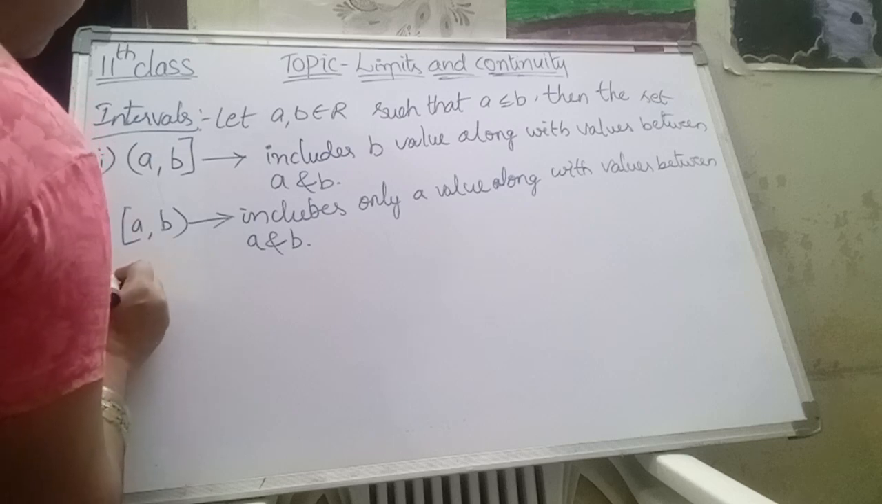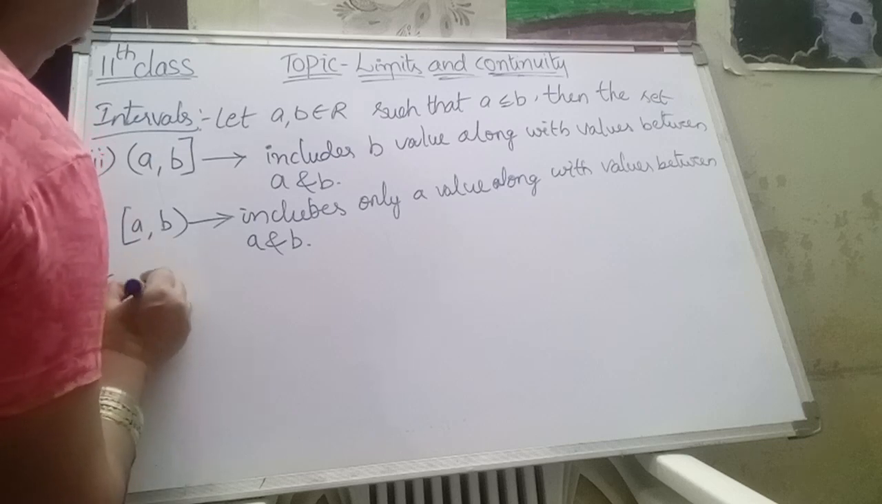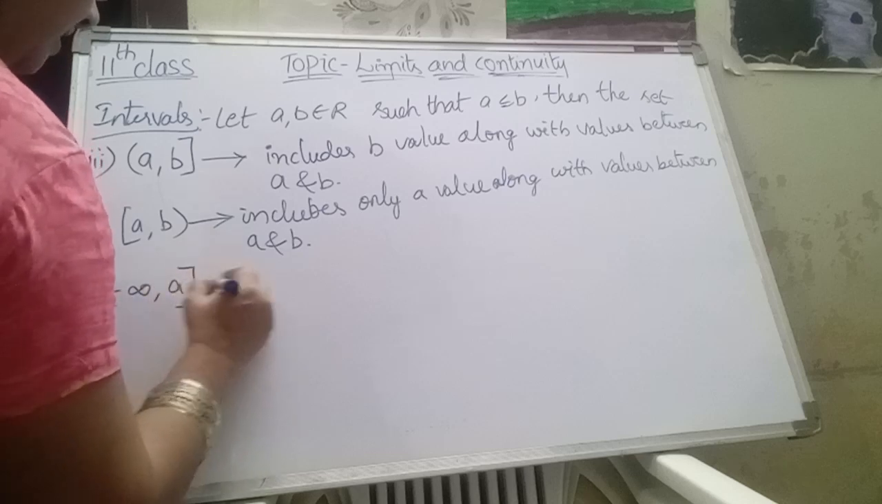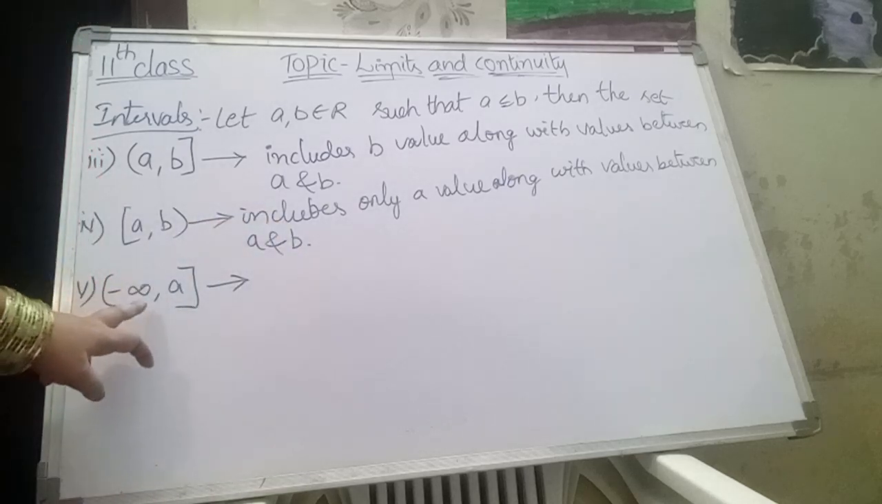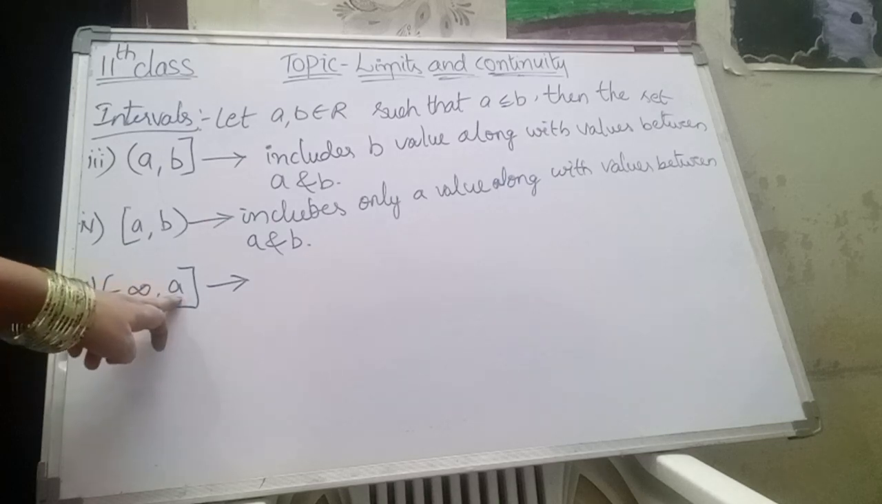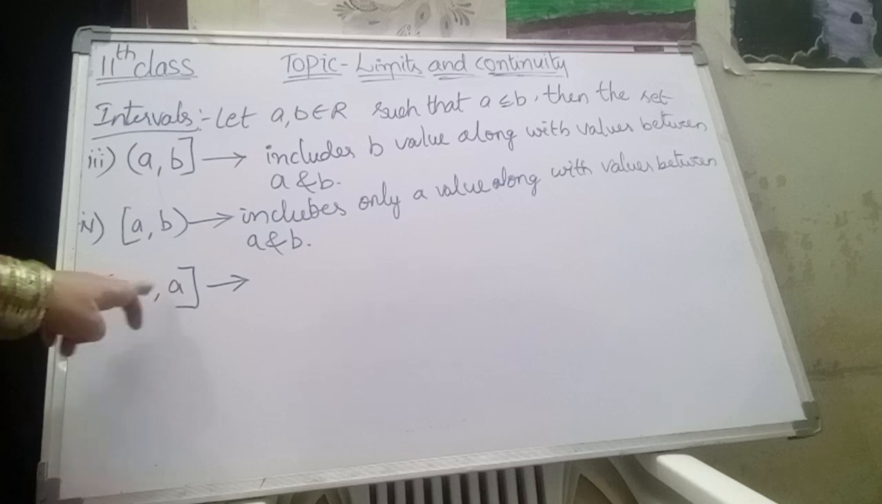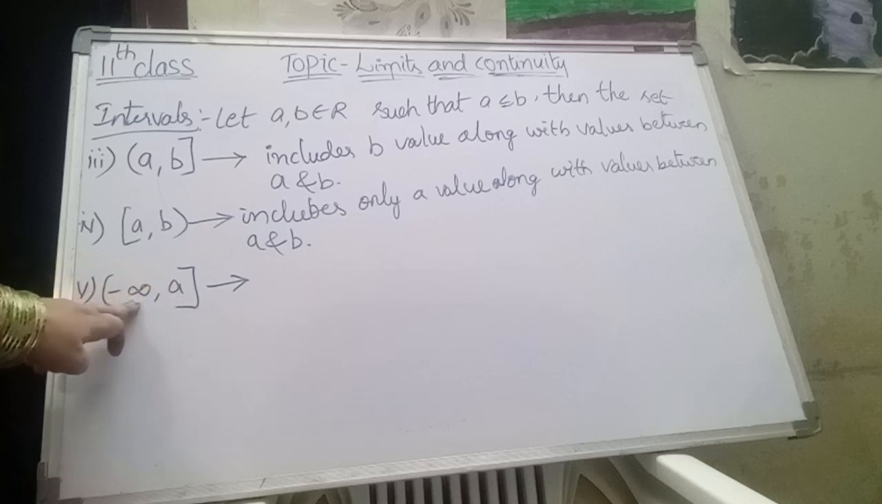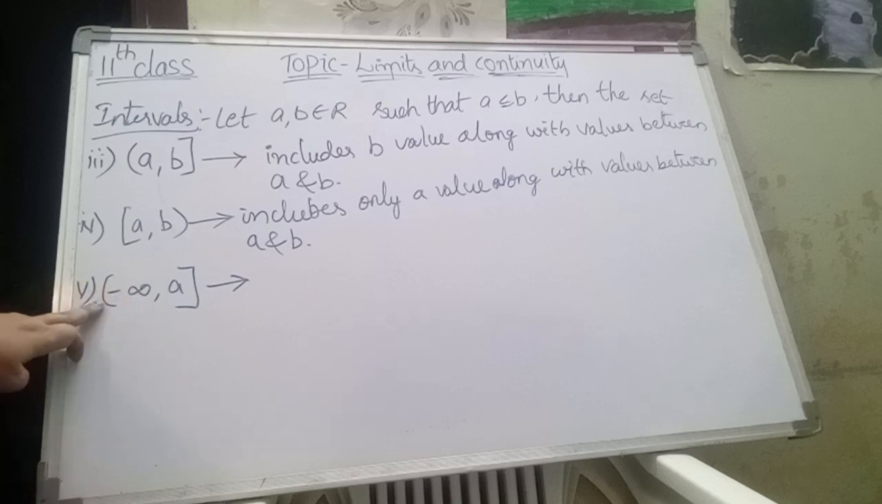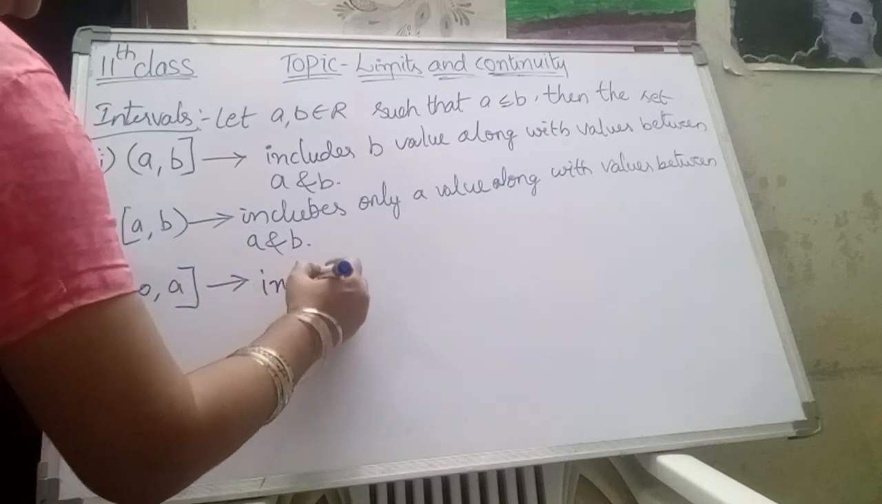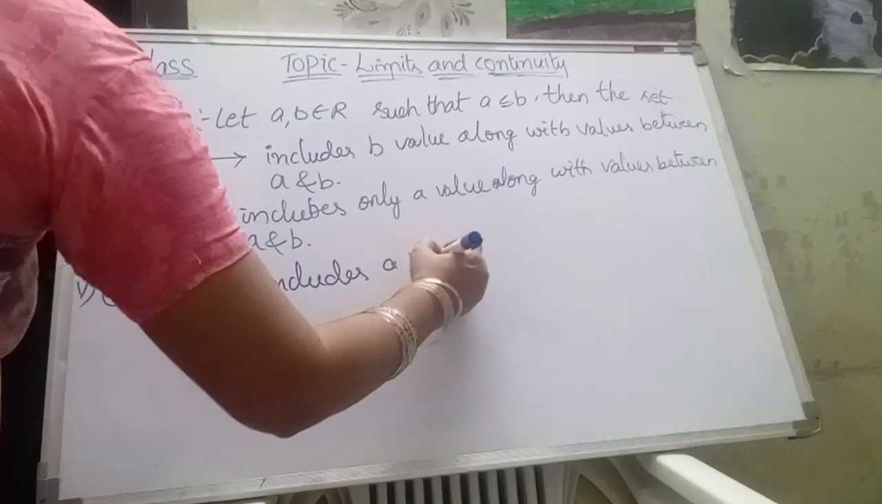The fifth one is minus infinity to a. Here, whenever you see the infinity symbol, we can't give any particular value for it. Here it is a, which is a variable, so we can give some value for it. But for infinity you can't give any value. So anywhere you see infinity, you must put an open bracket only. This includes the a value.